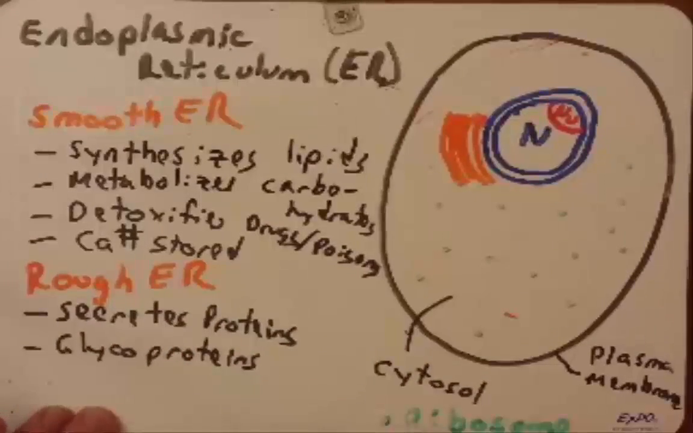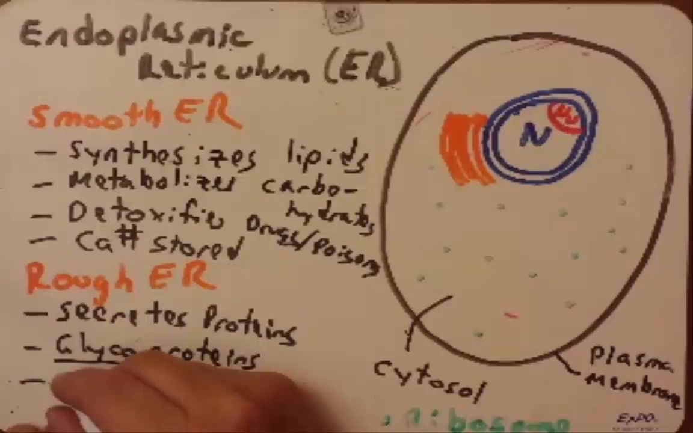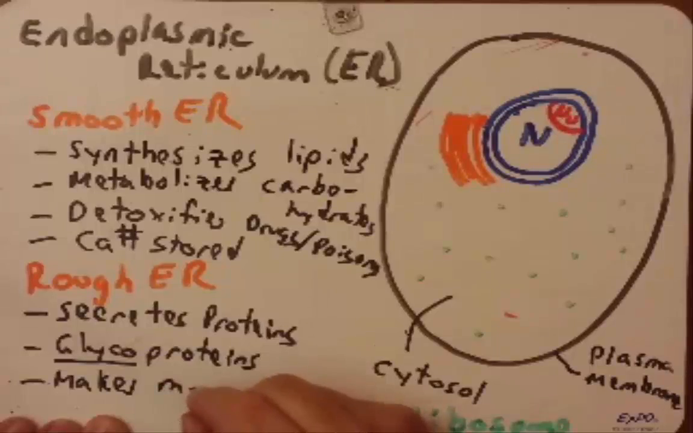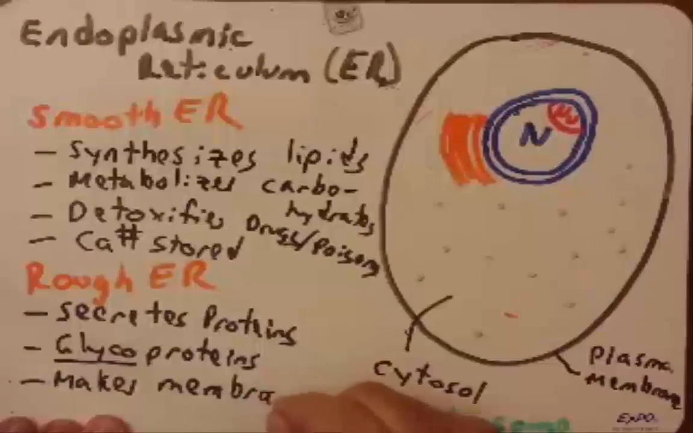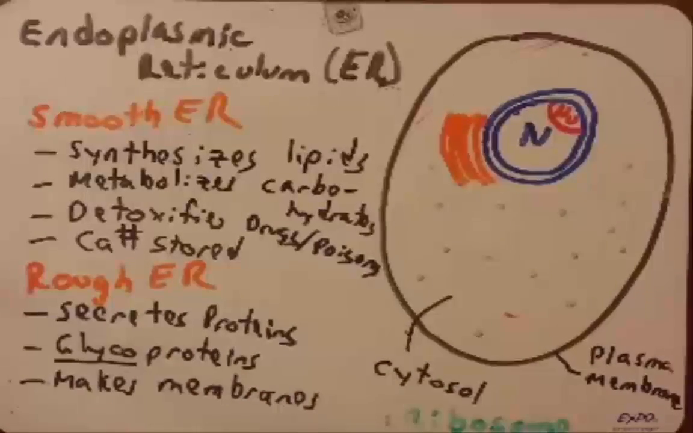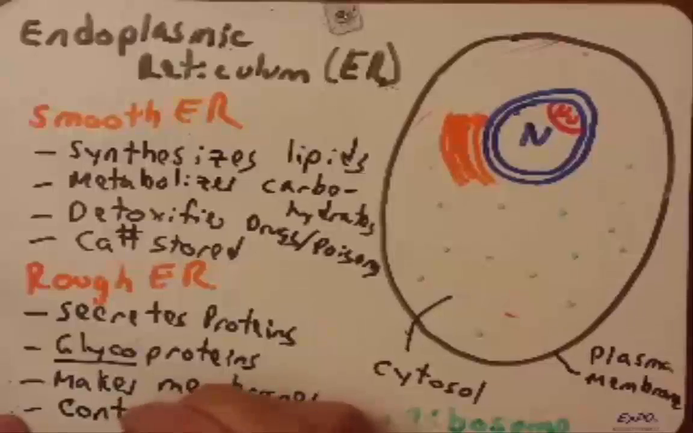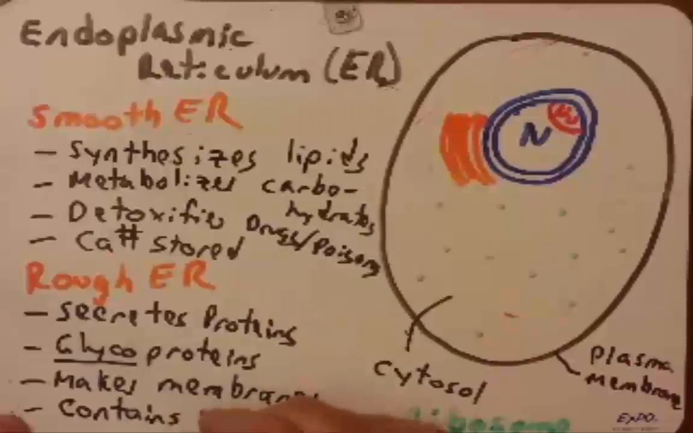A glycoprotein is like any other protein that we talk about when we talk about proteins as a macromolecule, except it has a sugar attached to it. And that's symbolized by saying glyco in front of it. The rough ER finally makes membranes. And down here I'm going to say it's not really a function, it's a characteristic, but it contains ribosomes.